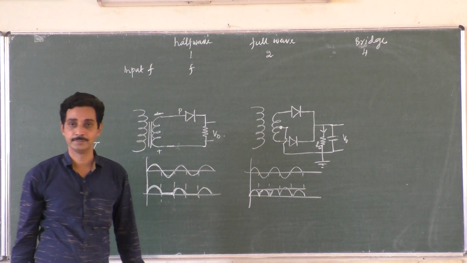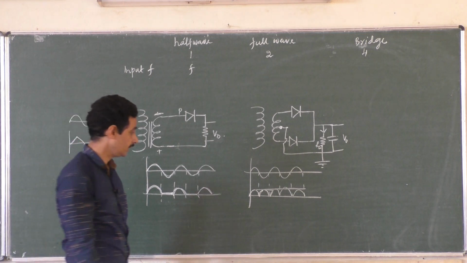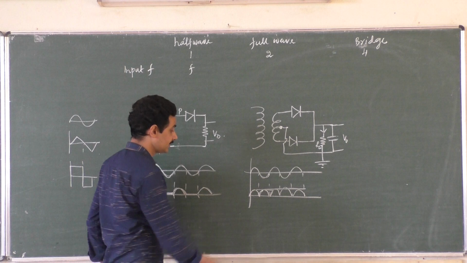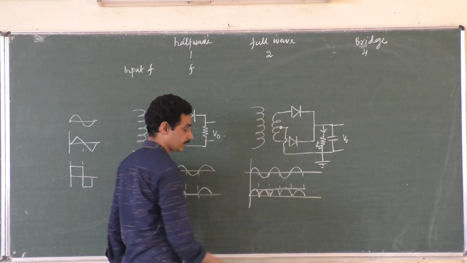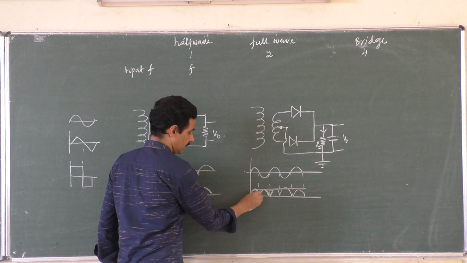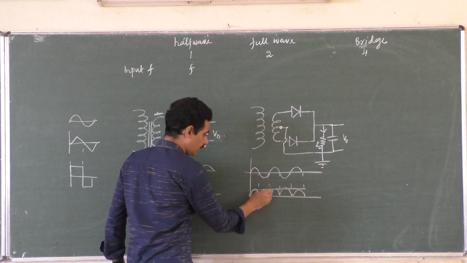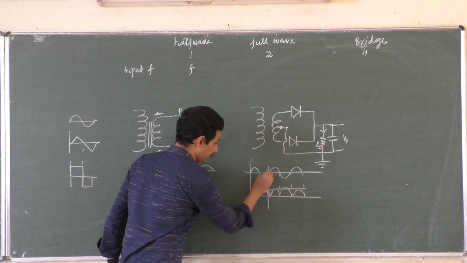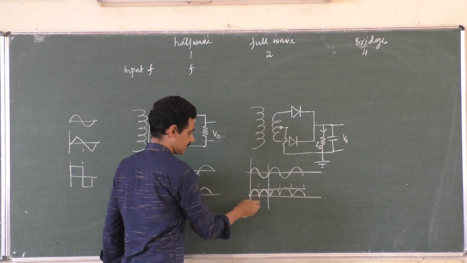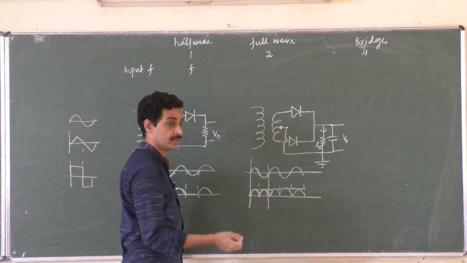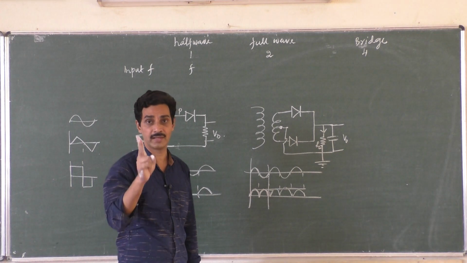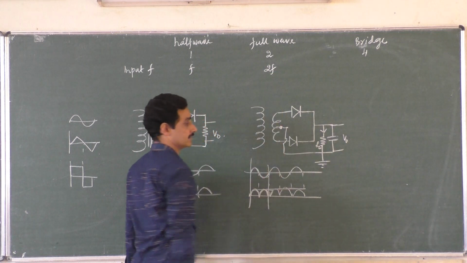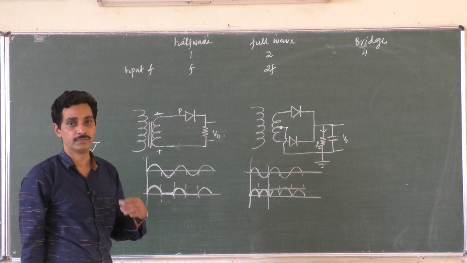What about here? Full wave rectifier. It is 2F. Why? When this completes one full cycle, this completes its variation twice. What is its variation? Switching on and becoming 0. Again switching on and becoming 0. So by the time this completes one full variation, this completes similar variations twice, 2f. So 2f is the frequency of the output of the full wave rectifier.